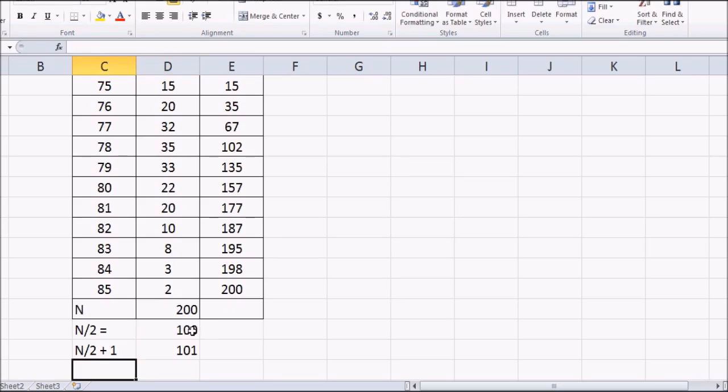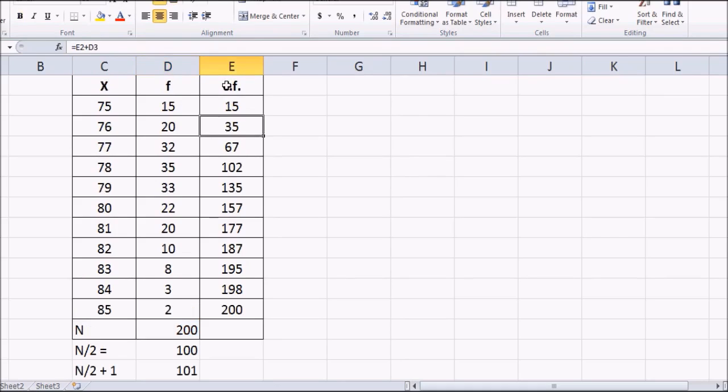Okay, so that means I need the 100th and 101st data. My 100th data, if I look in the cumulative frequency, happens to be the one corresponding to this. And even my 101st data corresponds to 78. Therefore, my median would be 78. Exactly. Let me write that here in a separate column because we have so many.